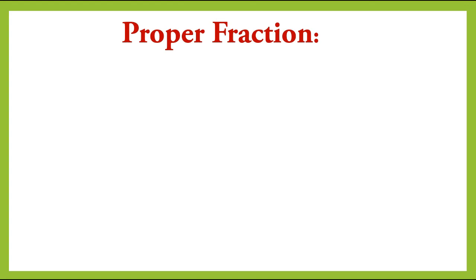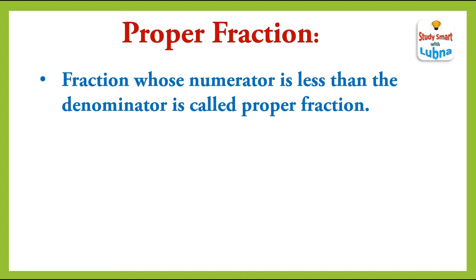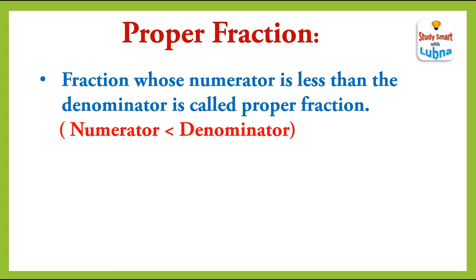Now we are going to discuss the types of fraction. Number 1 is proper fraction. A fraction whose numerator is less than the denominator is called a proper fraction. Numerator is less than denominator. This is the symbol of less than. So in a proper fraction, the numerator value is less than the denominator value.